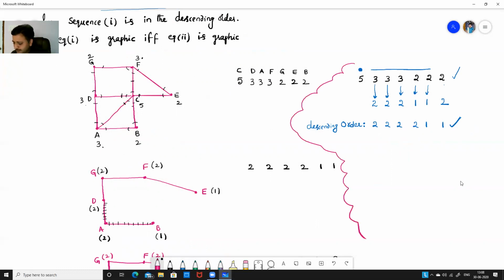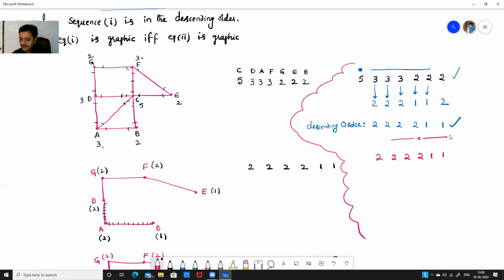Now this is a sequence we got, right? Which is in the descending order. Now again repeat the same sequence. This is the first step over. But still we are unable to understand whether it is forming a simple graph or not. Then I can take the sequence again, that is 2, 2, 2, 2, 1, 1.